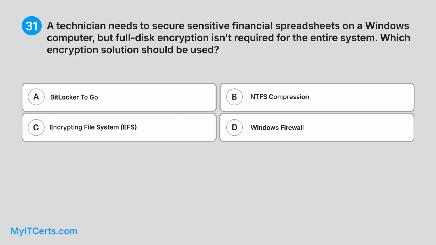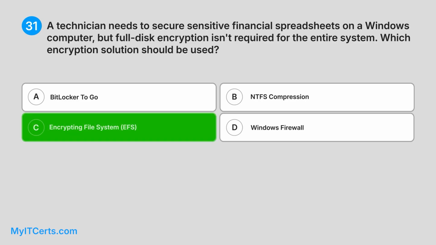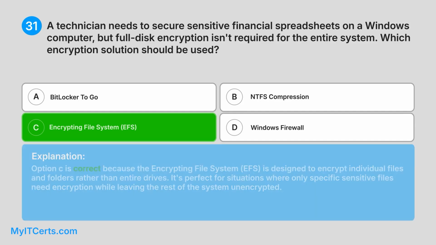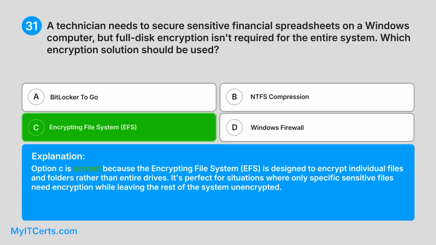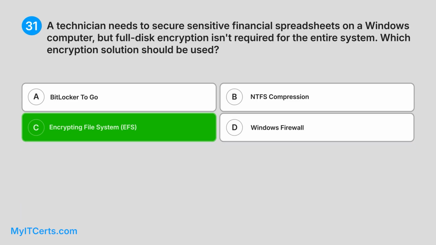Correct answer. C. Encrypting File System, EFS. Explanation. Option C is correct because the Encrypting File System, EFS, is designed to encrypt individual files and folders rather than entire drives. It's perfect for situations where only specific sensitive files need encryption while leaving the rest of the system unencrypted.